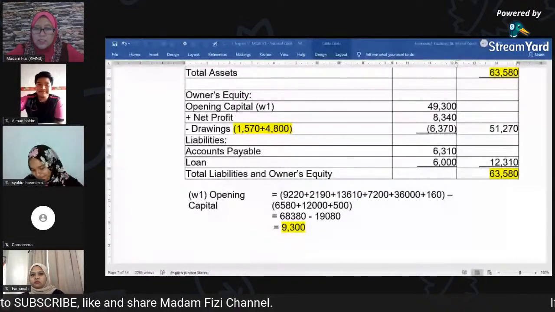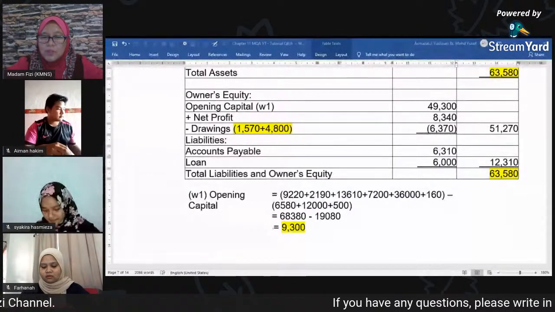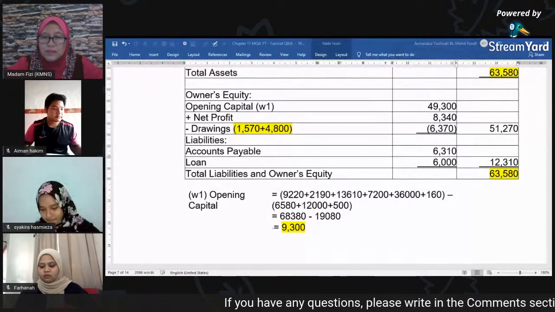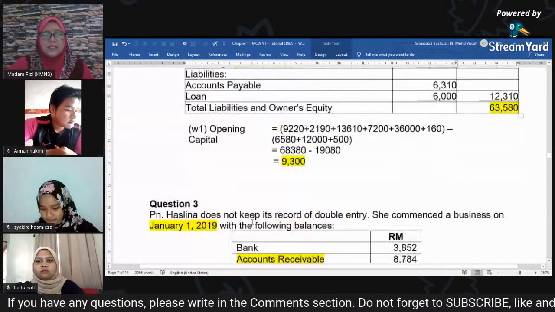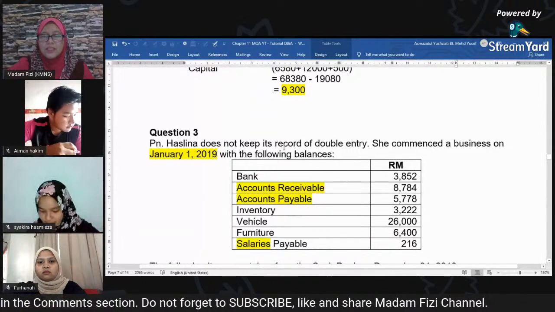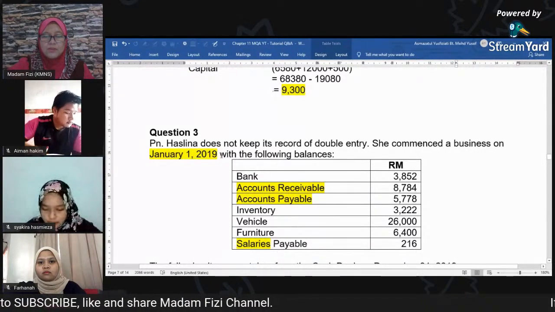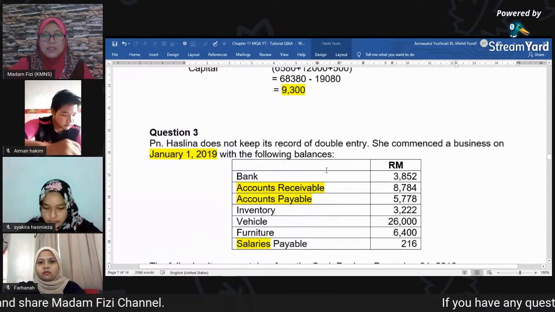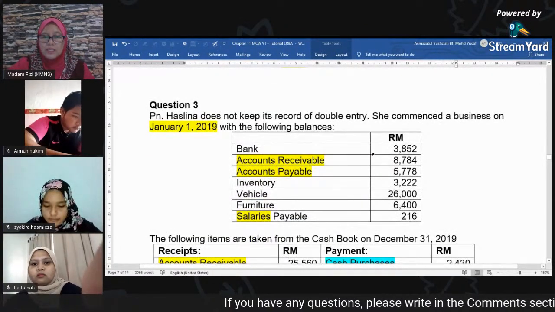So if there is no other question, I proceed with the next question. Question number 3. Wan Haslina does not keep records of double entry. She commenced a business on January 1st, 2019 with the following balances. Okay, that means this is the opening.